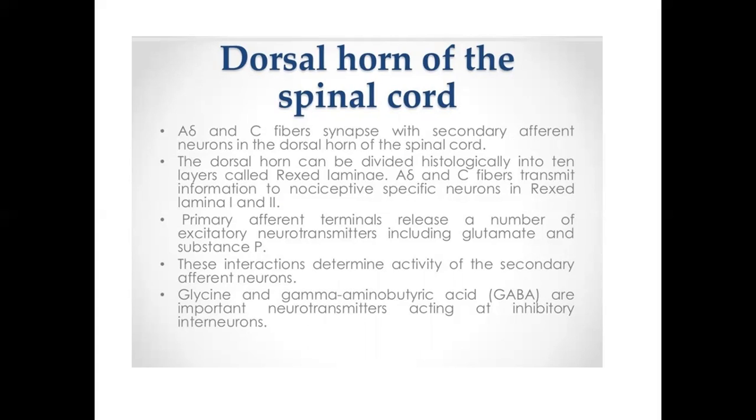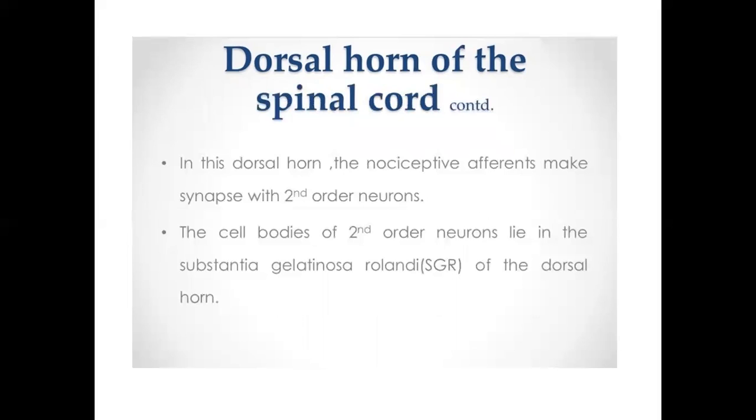Primary afferent terminals release a number of excitatory neurotransmitters, including glutamate and substance P. These interactions determine the activity of the second afferent neuron. Glycine and gamma-aminobutyric acid (GABA) are important neurotransmitters acting at the inhibitory interneurons. In the dorsal horn, the nociceptive afferent makes a synapse with the second order neuron. The cell bodies of the second order neurons lie in the substantia gelatinosa of Rolando of the dorsal horn.